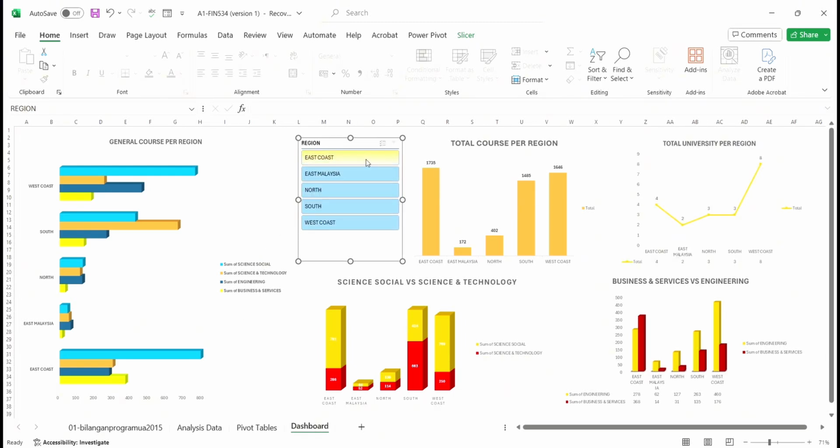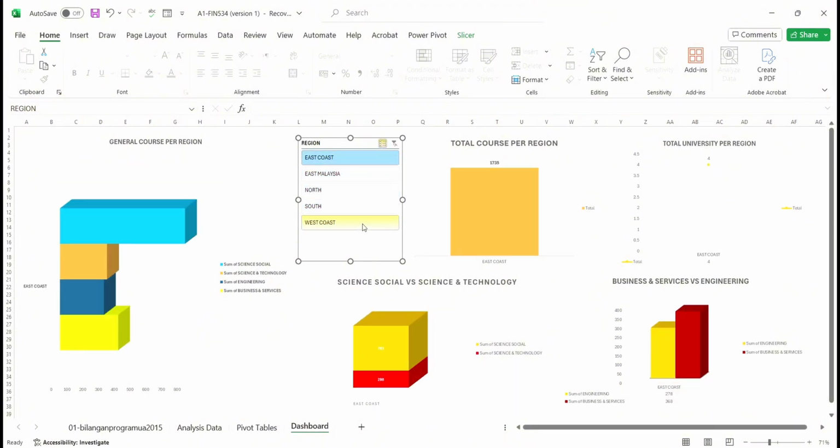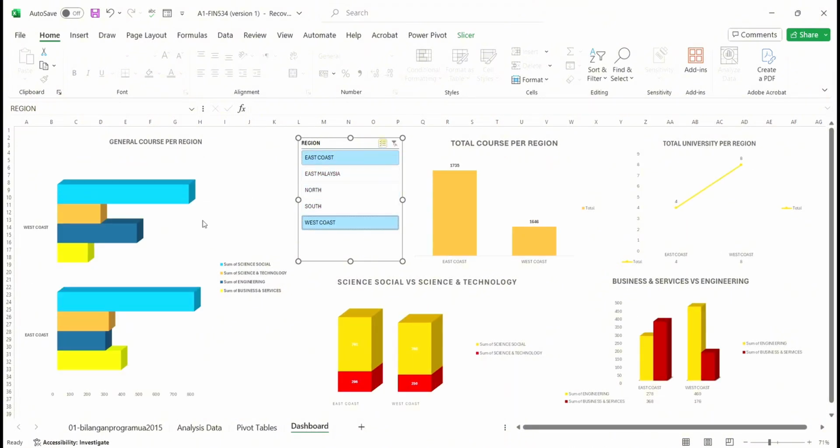First, I selected East Coast and West Coast on the region slicer. All the charts now reflect data from these 2 regions only. Let's go through the insights, general course per region. Both regions have science social as the highest category: East Coast is 791 and West Coast is 760. The lowest in East Coast is engineering with 278, while in West Coast it is business and services with 176. The total course per region is higher in East Coast with 1735, and West Coast is 1646.